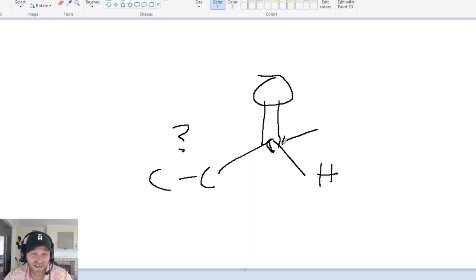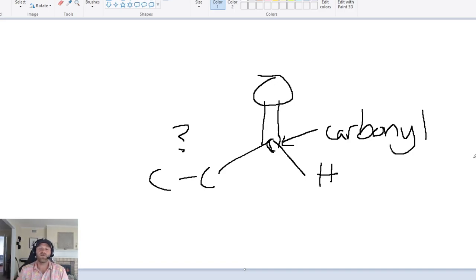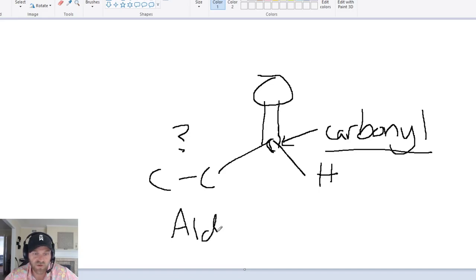This carbon actually has a special name itself, and you might want to remember this, so take a note of it. It's called a carbonyl. Carbonyl carbon. Anytime you see a double bonded oxygen to a carbon, we're going to call that a carbonyl. But this molecule is in the functional group, it's an aldehyde.